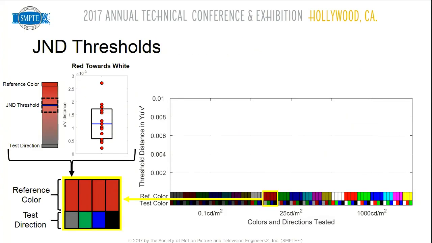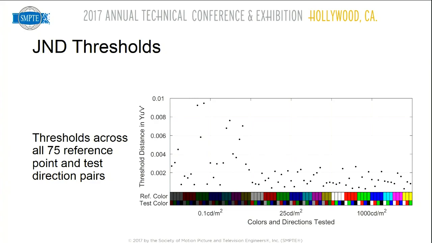That was just for one particular color and test direction, but we also tested across many other colors and test directions, which is what this plot is intended to show. So along the bottom, you see the reference colors and test direction boxes, and the red and neutral boxes correspond to the red towards white example I just showed. So we can take that mean distance that we found and plot it here, and then we did that across all of the other colors and test directions until we had 75 different threshold data points.